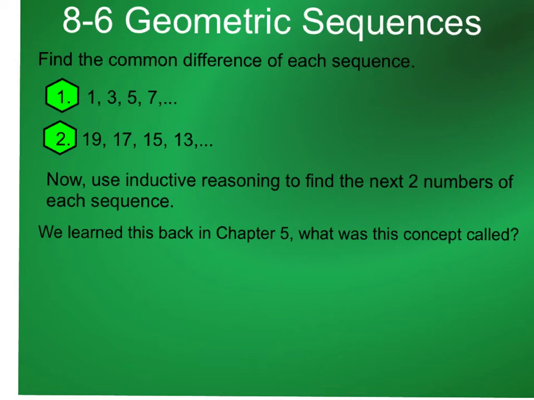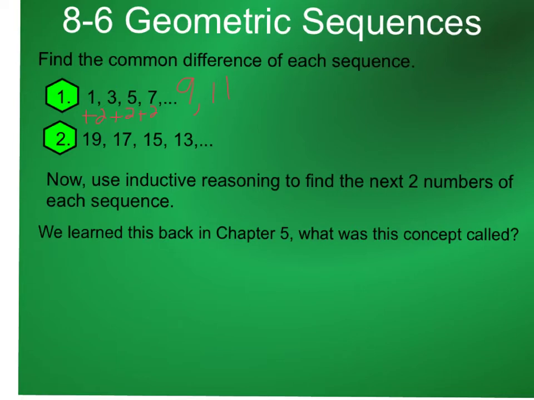So we go 1, 3, 5, 7. So what are they adding each time? They're adding 2 each time, and now it says use inductive reasoning to find the next 2 numbers in the sequence. So we can keep this going, and we get 9 and 11.